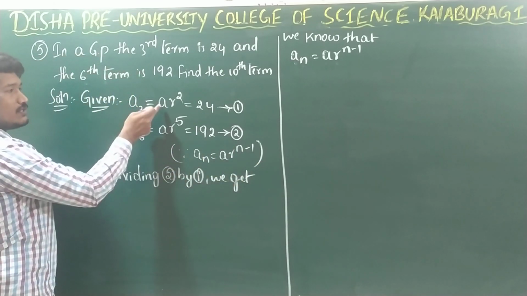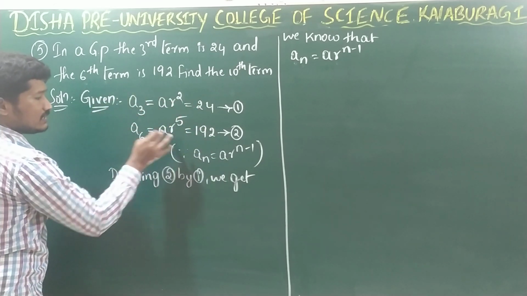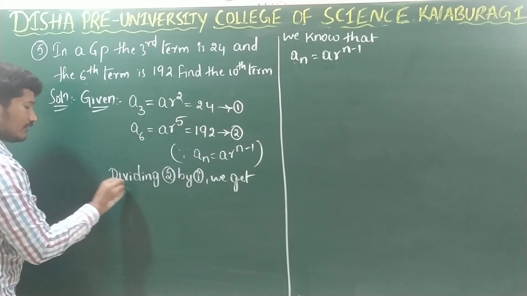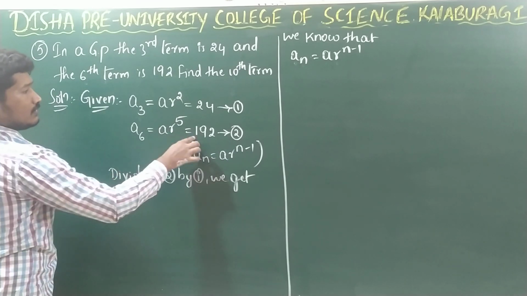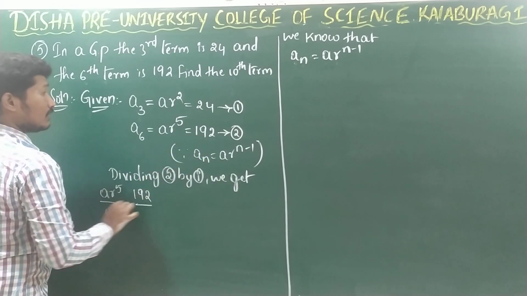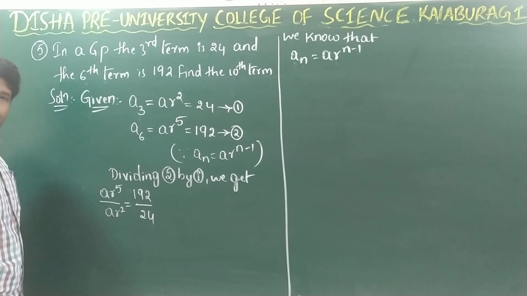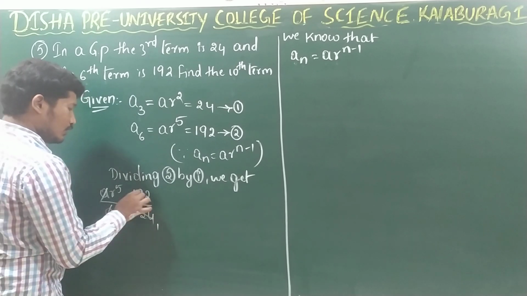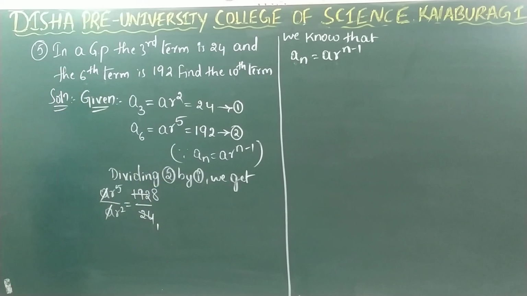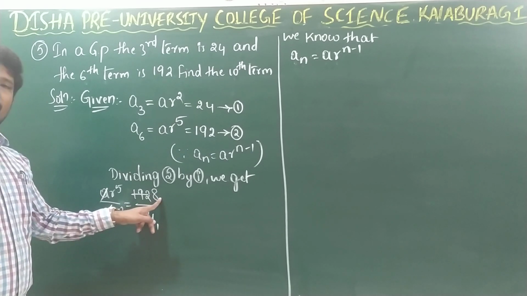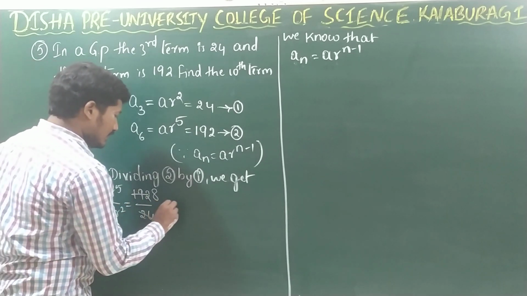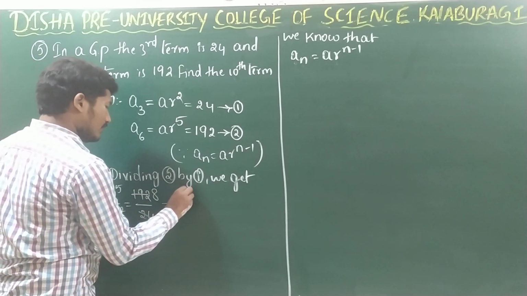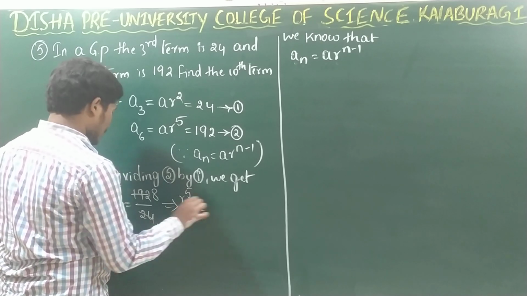Right? So we will divide LHS by LHS and RHS by RHS. What is the LHS term? A into R power 5 divided by A into R square is equal to, see, 192 divided by 24. Right? Here A gets cancelled. 24 ones are 24, 24 eights are 192. You can multiply 24 into 8 and see, you will get 192. Right? So what will this be? This implies R power 5 divided by R square is equal to 8.